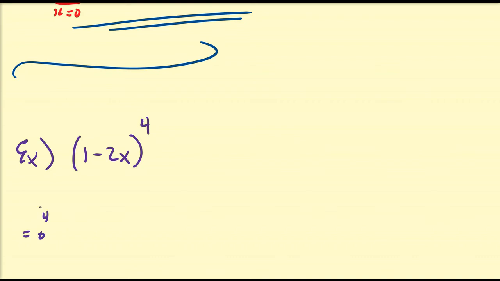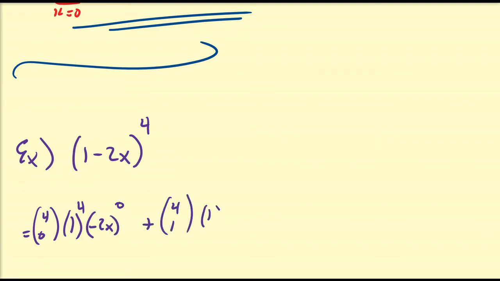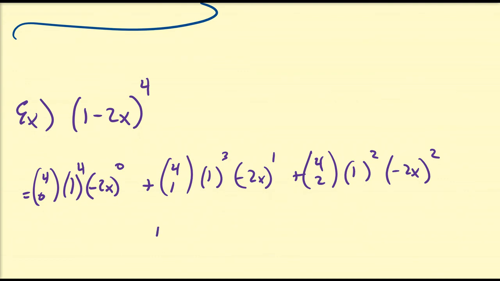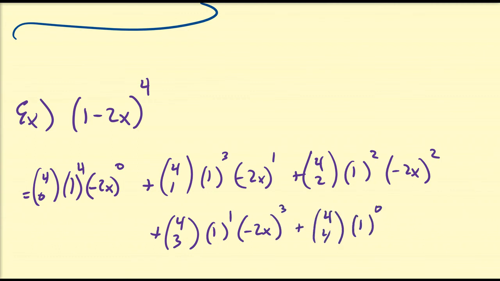So it's going to be 4 choose 0 times 1 to the 4th, and then we're going to have negative 2x to the power of 0. Then plus 4 choose 1 times 1 to the 3rd, negative 2x to the power of 1. Plus 4 choose 2, 1 to the 2nd, negative 2x to the power of 2. And then plus 4 choose 3, 1 to the 1st, negative 2x to the power of 3, plus 4 choose 4 times 1 to the 0 times negative 2x to the power of 4.